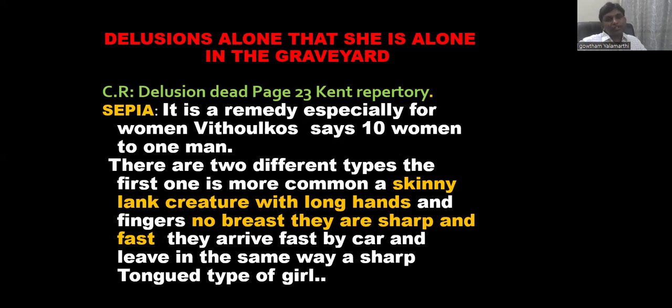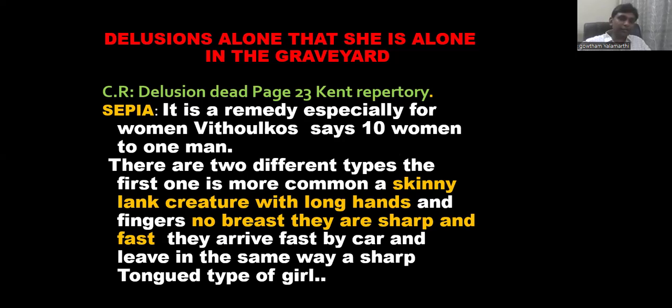So if you see the structure of Sepia, a normal pelvis of a woman is absent. They are very skinny and very lank. They will be having long hands and fingers.